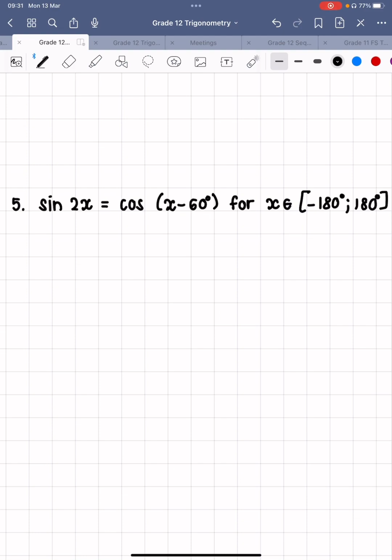Okay, guys, even if the instruction didn't say anything about not using a calculator, could we use a calculator for that one? No, because there's an x here and there's an x there.